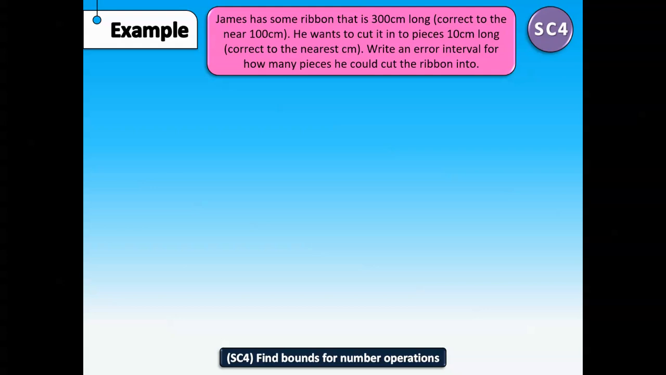James has some ribbon that is 300 centimeters long, correct to the nearest 100 centimeters. He wants to cut it into pieces 10 centimeters long, correct to the nearest centimeter. So write an error interval for how many pieces he could cut the ribbon into.